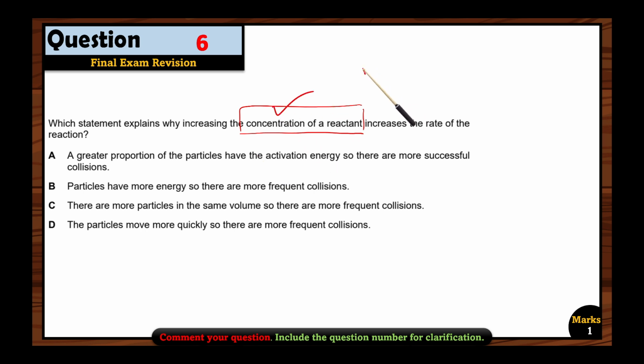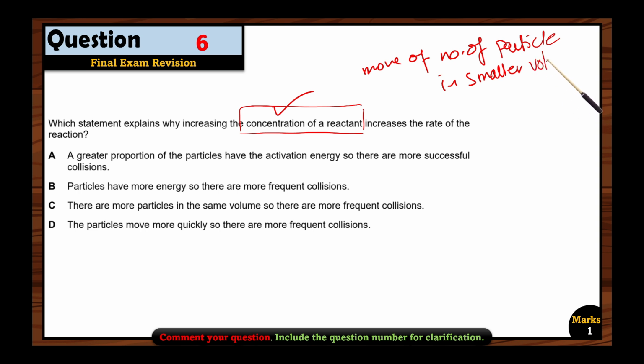Because now we have more number of particles in the same volume, more number of particles in a small volume, right? So the particle numbers increase in a smaller volume. That's why the rate of the reaction will increase. Now, when you have more particles in a smaller volume, then there will be more chances of collision, right? That's why if you increase the concentration, the rate of the reaction will increase.